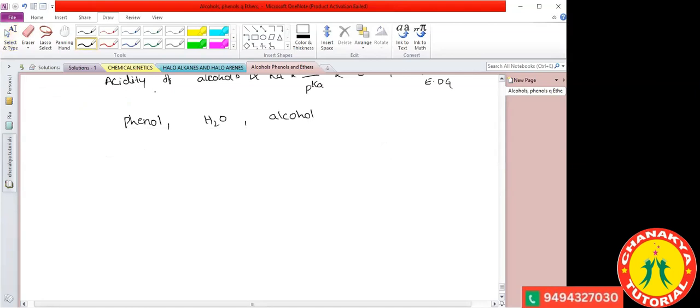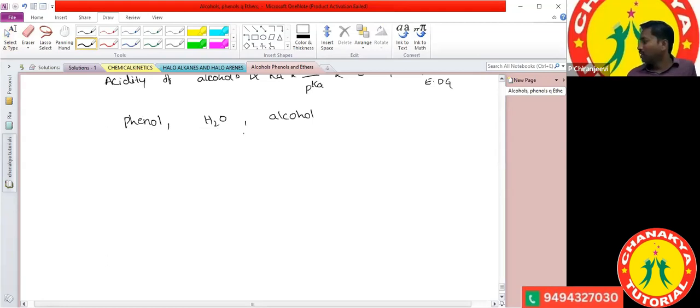Sir, I think water is more acidic in nature, right? For that reason only, I had given the clear statement above: acidity is directly proportional to the Ka, inversely proportional to the pKa, directly proportional to the electron withdrawing group, and inversely proportional to the electron donating group.